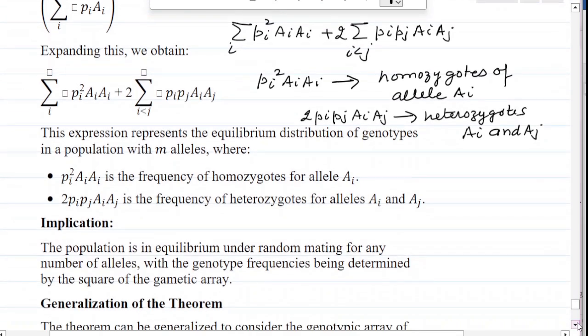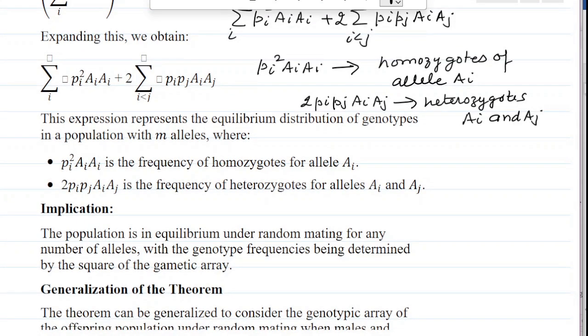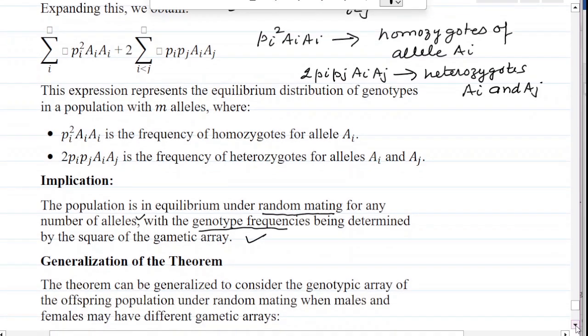So we can find out its implication. The population is in equilibrium under random mating for any number of alleles, with the genotypic frequency being determined by the square of the gametic array. So you can find out the genotypic frequency of any random mating population in the next generation by just squaring the gametic array in the previous generation. So you can generalize this theorem.